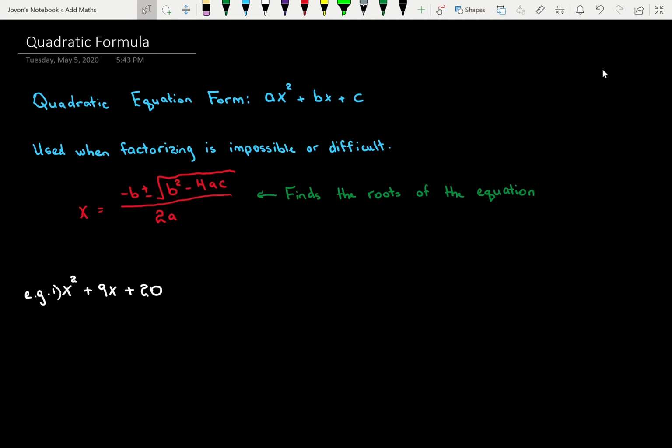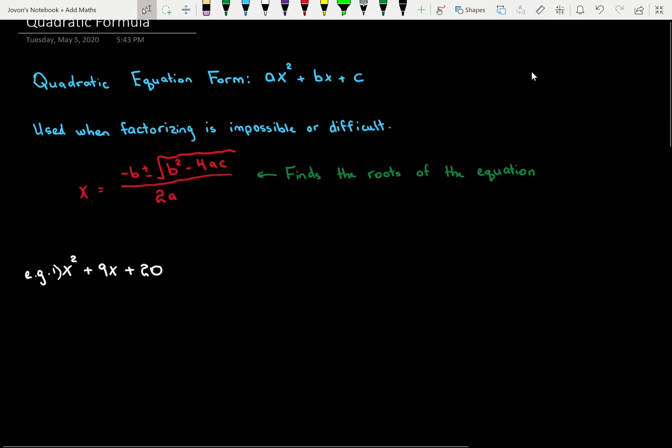Hey guys, so in this video we're going to cover the topic of the quadratic formula, okay? In the last video we did factorizing, and in cases where you can't factorize, what we're going to use is the quadratic formula. Using the quadratic formula will also give you the same result as factorizing, but it tends to be a little bit more tedious, so that's why we try to factorize if possible. And if we can't factorize, then we use the quadratic formula, okay?